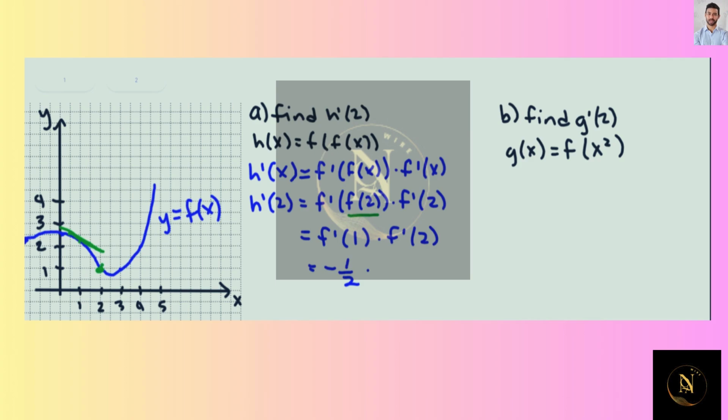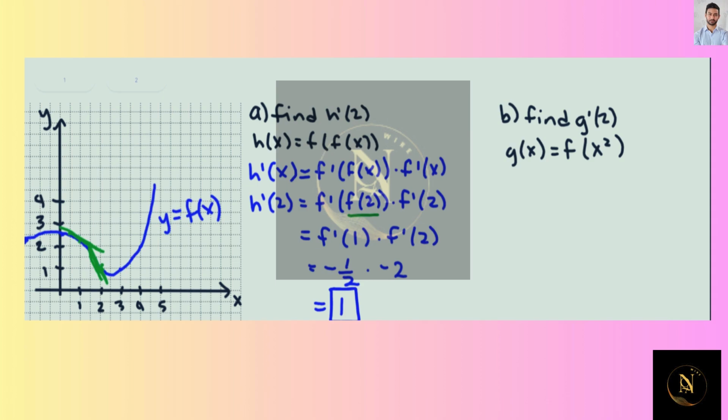And then same idea for f prime of 2. You have x equals 2. We have the point on the graph, and then imagine the tangent line drawn there. Maybe that line has a slope of -2. So we have -1/2 times -2. So our answer would be 1. And that's just an estimate. It might not be exactly 1.